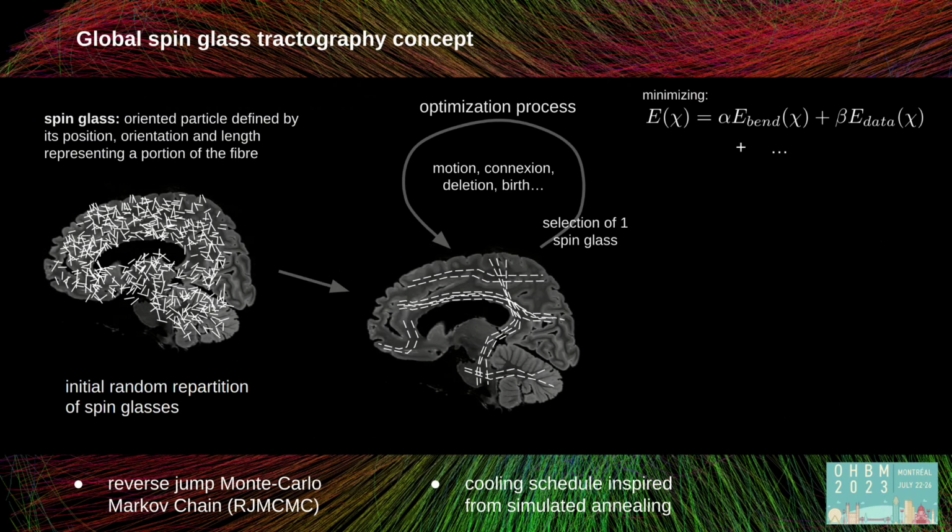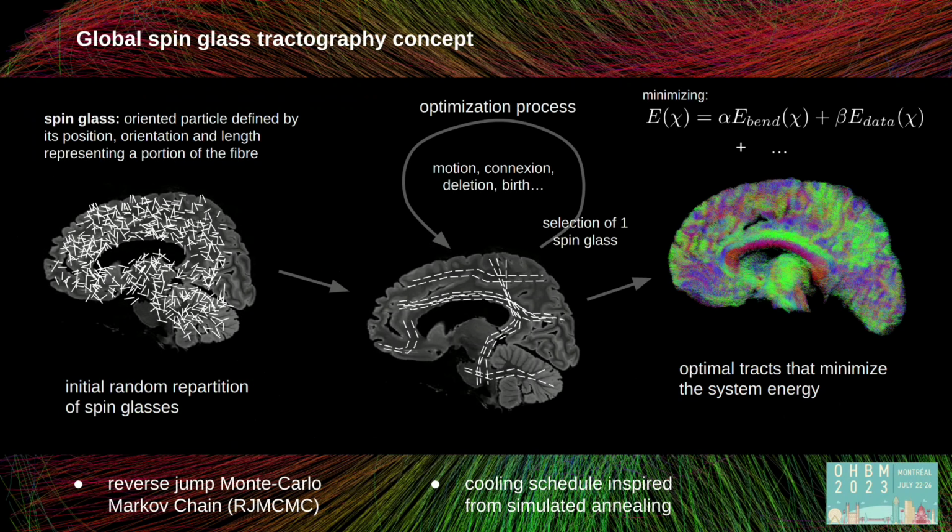The energy function is composed of two primary components, the data attachment energy term and the bending energy term. The data attachment energy term encourages the alignment of spin glasses to match the fiber orientation distribution, while the bending energy term promotes the formation of plausible connections between spin glasses. The algorithm uses many different operations on the spin glasses, including random motion, connection, deletion, and birth of new spin glasses. According to a Markov chain Monte Carlo property, this process is supposed to converge towards an optimal configuration that minimizes the energy at the end.